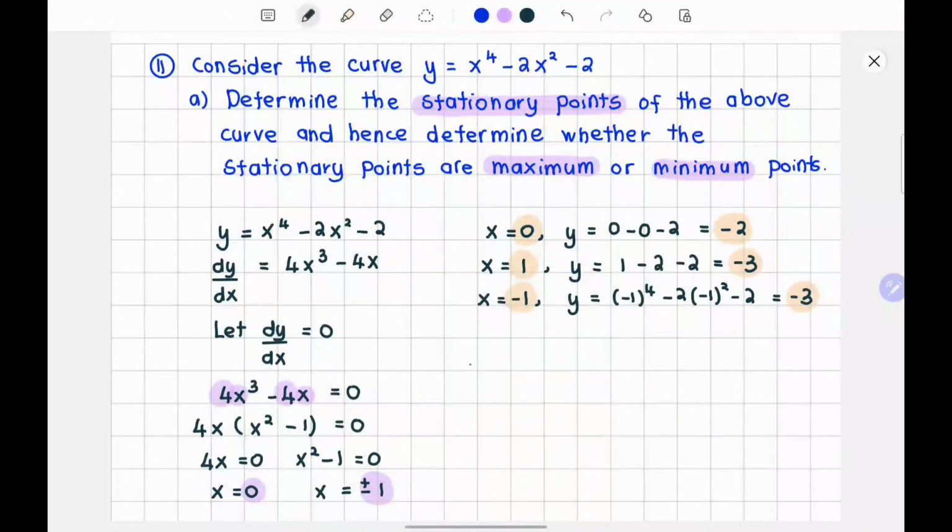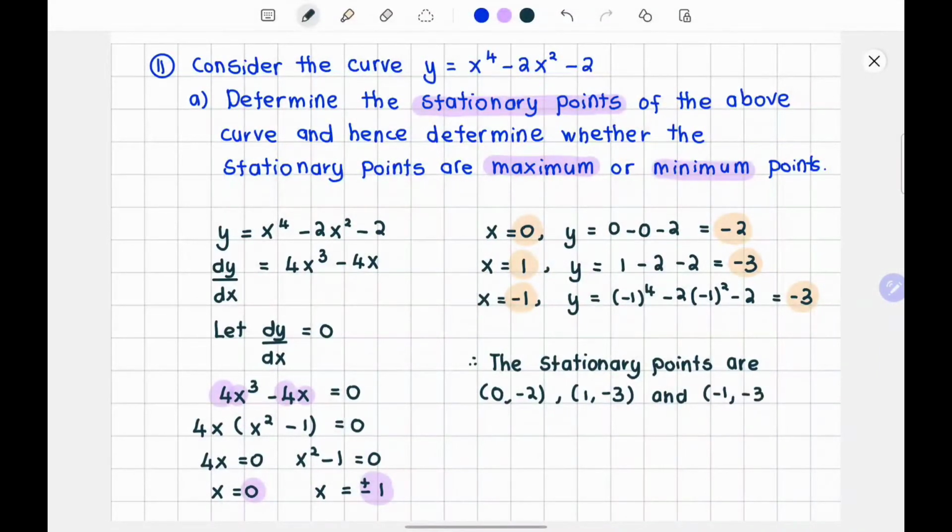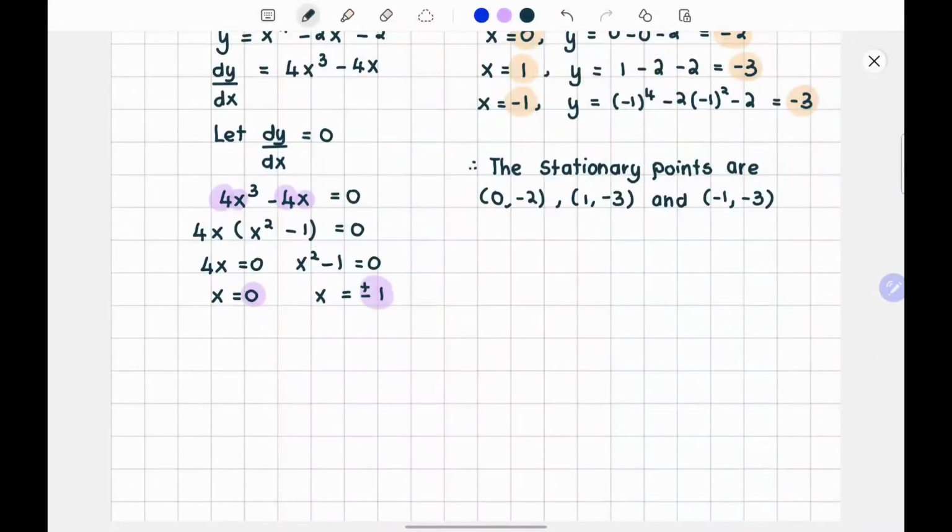Dan kita conclude balik. The stationary points are 0, negative 2, 1, negative 3 and negative 1, negative 3. Okay, now kita nak check point yang kita dapat ni, 3 point ni, dia maksimum ke, dia minimum ke, dia no extremum. So kita ada dua kaedah untuk solve, sama ada gunakan first derivative ataupun second derivative.